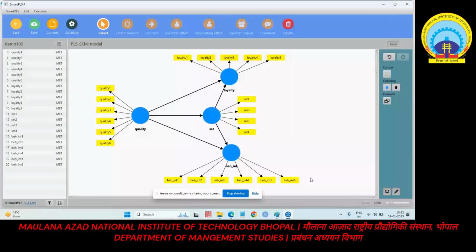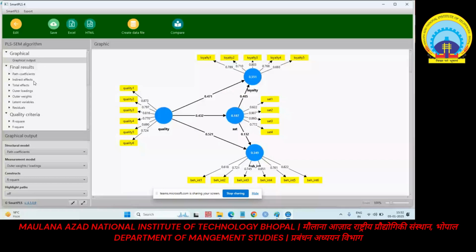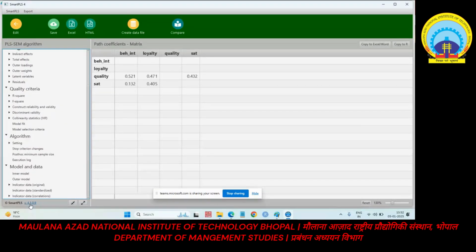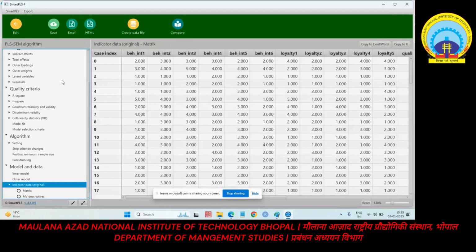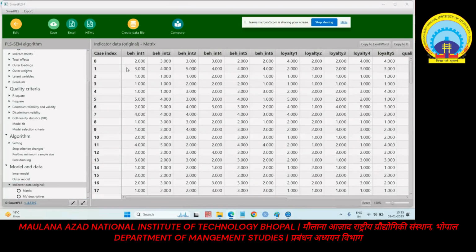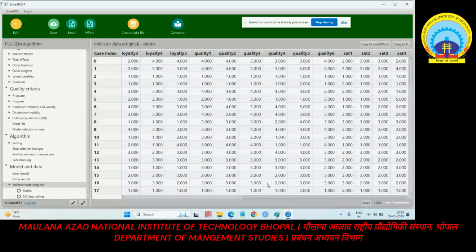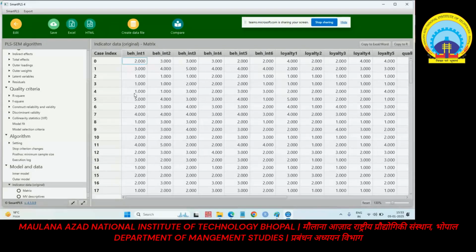Click. It will run, and these are the results. Now in the result, let me start from the bottommost. It says this is your original data. The Excel data was like this, behavioral intention, etc. Whatever sort of data you have, it will rearrange into alphabetical order: behavioral intention, then loyalty, then quality, and then satisfaction. Your data might have been in another format, but it will go alphabetically. This is the original data.